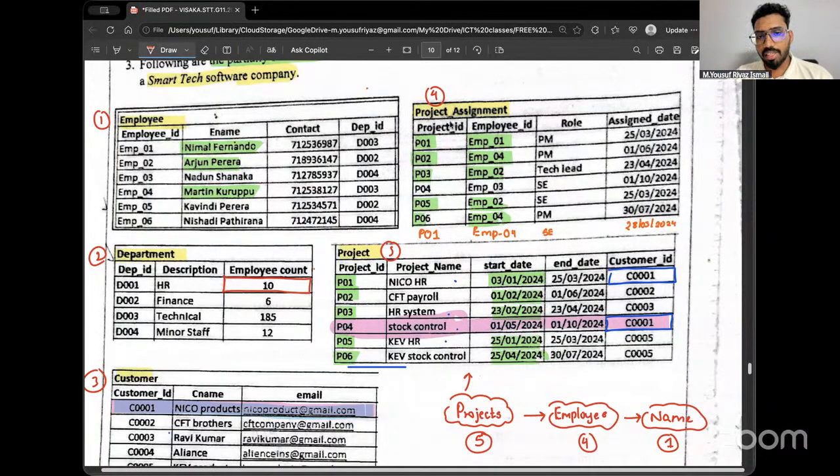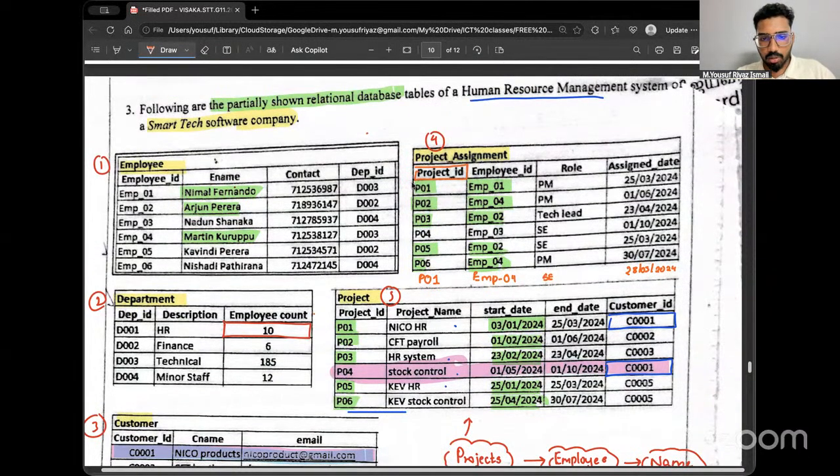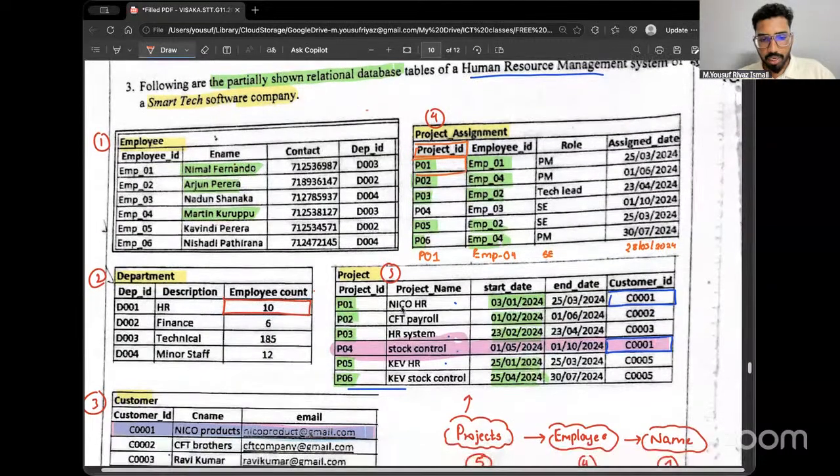So if you ask me in which situation will there be repetition for the same project? For example, let's say this project called P01 is to make this system called Nico HR. To make this system, let's say we are going to have multiple people working. In the given data, for the Nico HR, employee one is working. Who is employee one? Nimal Fernando. In the question they have mentioned that Nimal Fernando is working for project one.